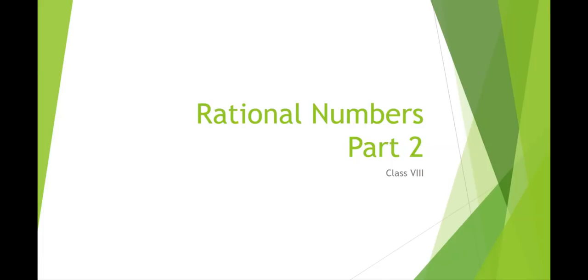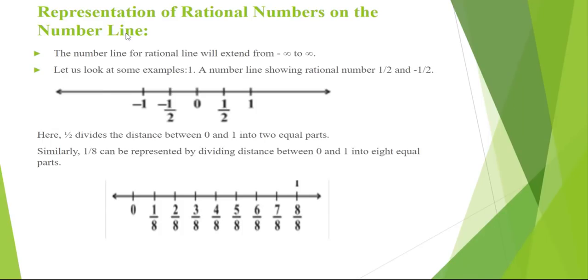The first topic that we have to do in this part is representation of rational numbers on the number line. So the number line for rational numbers will extend from minus infinity to infinity. As you know, there are negative rational numbers as well as positive rational numbers. Now we look at some examples of the number line.